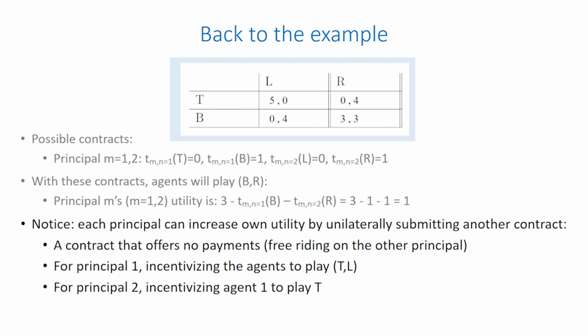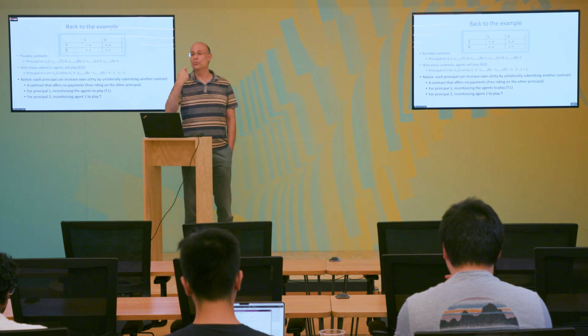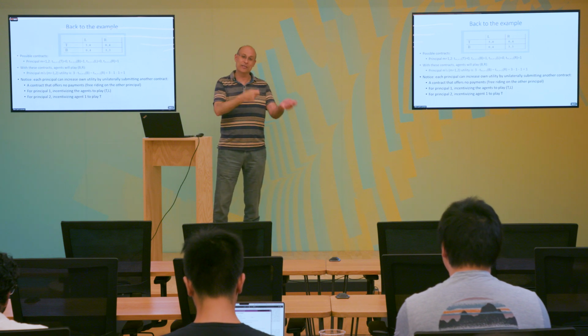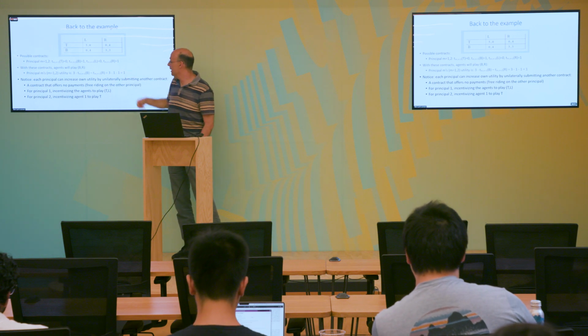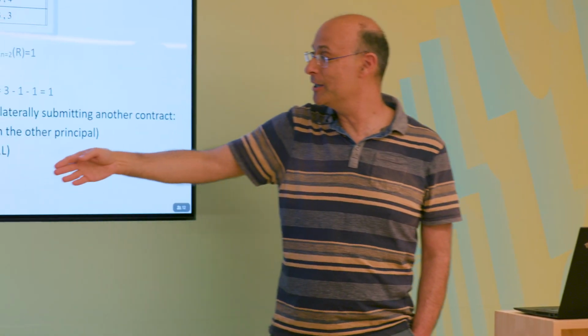You might notice at this point that these are not very good contracts for the principals, and specifically, each principal can increase her own utility by unilaterally submitting another contract. So, for example, principal 2 may observe that if principal 1 is already motivating the agents to play BR, then there is no reason for principal 2 to also spend money and motivate the agents to do the same. They could deviate to 0, to just offer 0 on all possible actions. And so there are a lot of possible deviations.